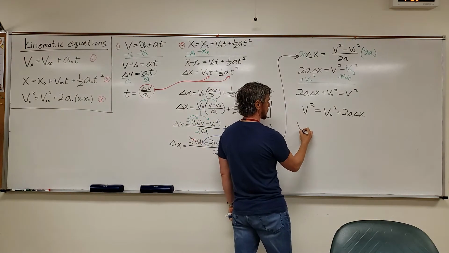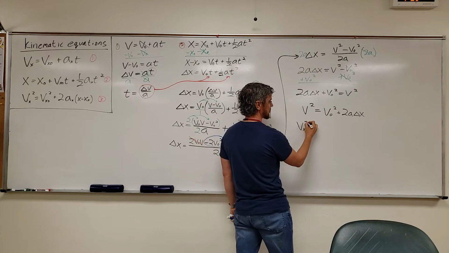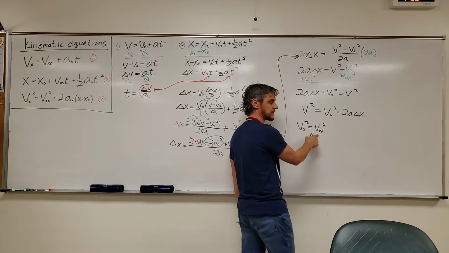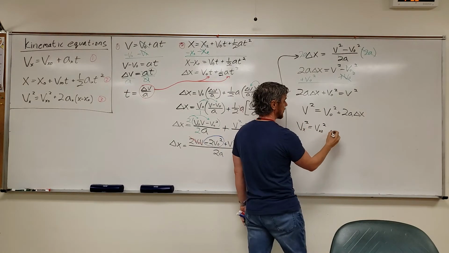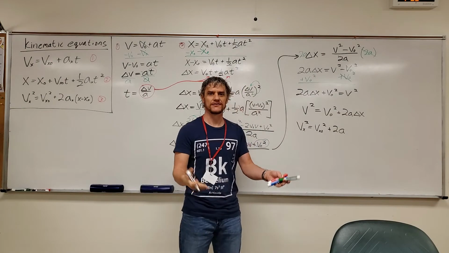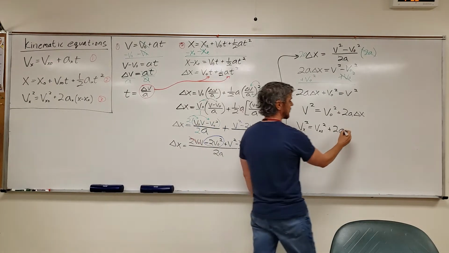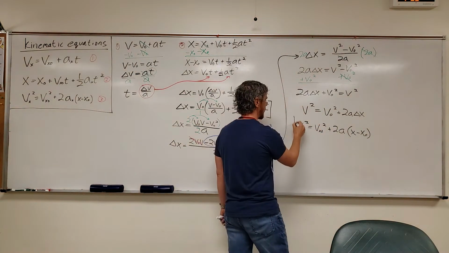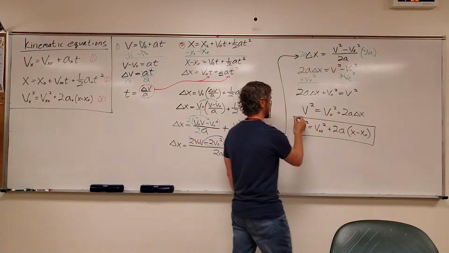So v squared I'm going to write as final velocity in the x direction squared equals, and this will be vx naught squared, initial velocity in the x direction squared, plus 2 times the acceleration, and then delta x I can always expand out to final minus initial position. So then I have final position minus initial position, and there is kinematic equation number 3.